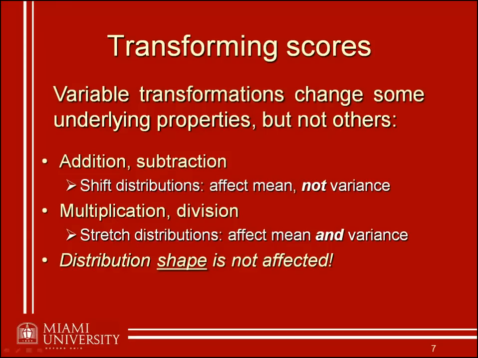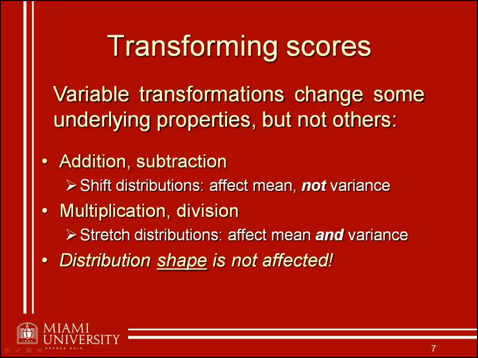Now, the important thing to understand here, this is the key point, is that when you're adding or subtracting values to a set of scores, what that does is that will shift the entire distribution over. Now, what this means is that it will affect the mean of that distribution, but not the variance. So we talked about the mean as representing the location of the distribution. Well, when you're adding or subtracting score values to these scores, what you're doing is you're essentially sliding or moving the distribution up or down. You're changing its location, but you're not changing its variance, that is, its spread or dispersion.